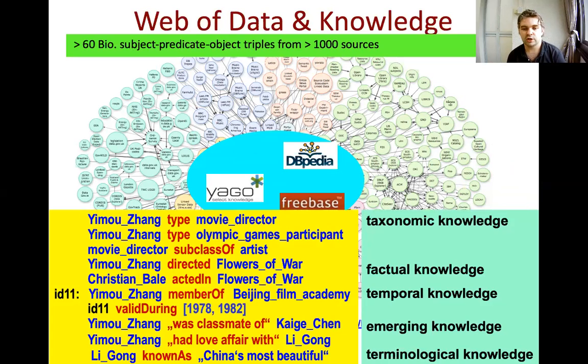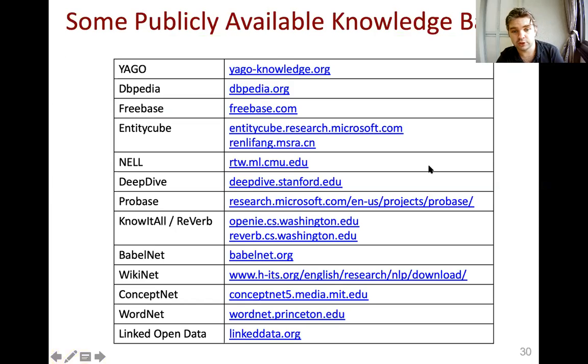As temporal knowledge, Yan Zhang is a member of Beijing Film Academy, valid during 1978. Emergent knowledge, basically, Yun Chang was a classmate of K.H. Chen, and terminological knowledge, Lin Zhong is known as China's most beautiful actress, right? So these are different types of knowledge that can be inside the knowledge graph, and there are some publicly available knowledge graphs that you can actually work with and incorporate in your final projects or inside your research.